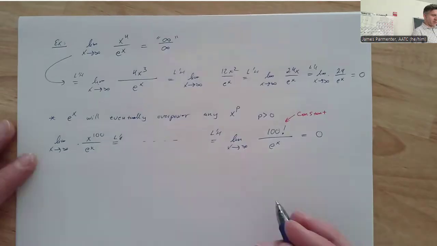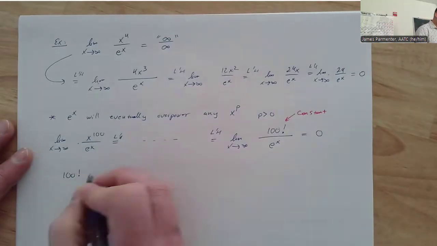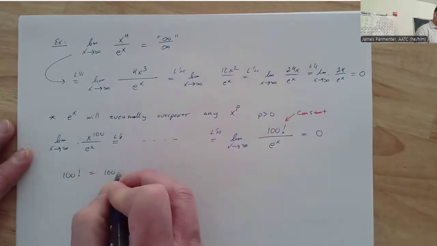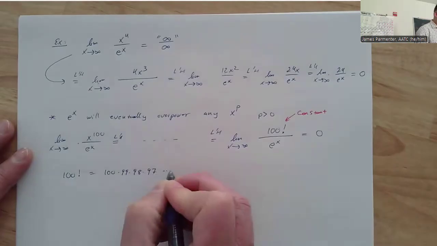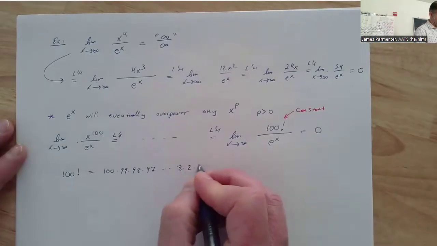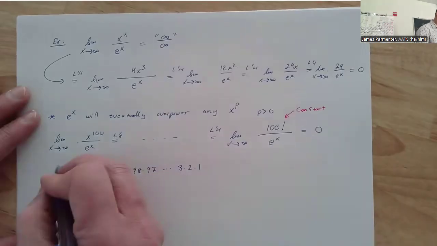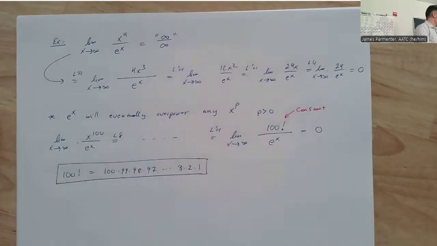But just to make sure everyone's clear, 100 factorial just means 100 times 99 times 98 times 97, all the way through every integer, all the way down to 3 times 2 times 1. Just so you all know, because this notation gets used quite frequently.